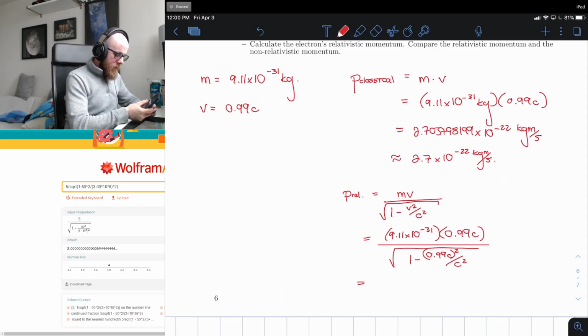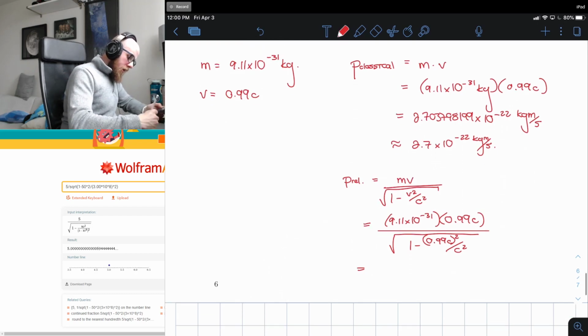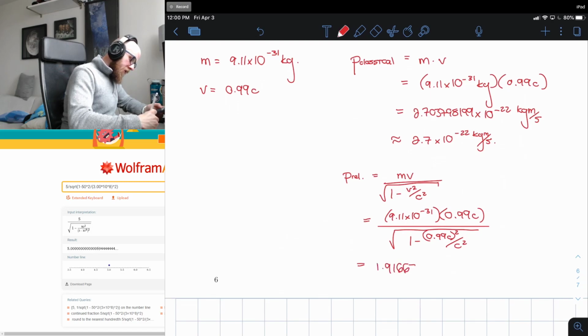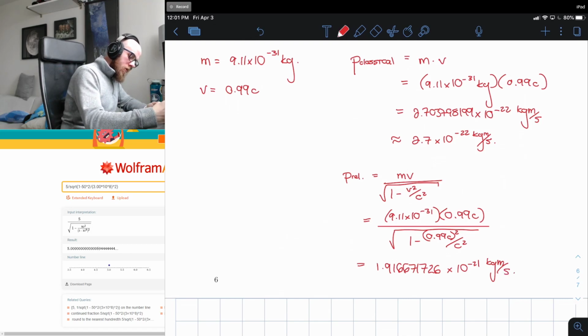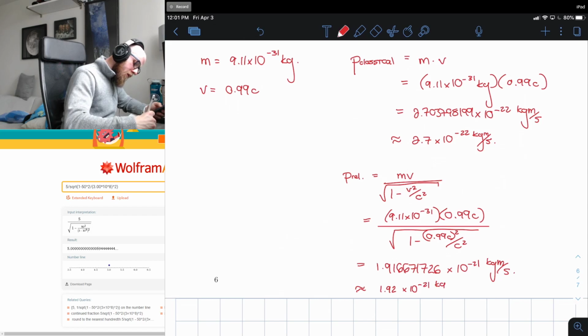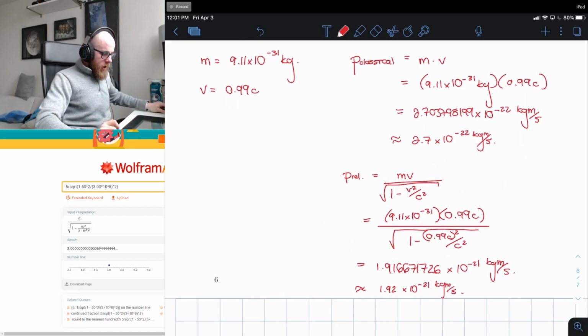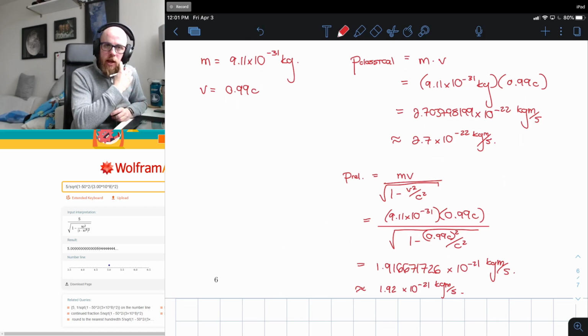So over the square root of 1 minus 0.99 squared. I get a value of 1.916671726 times 10 to the negative 21 kilogram meter per second, which, applying sig figs, is 1.92 times 10 to the negative 21 kilogram meter per second. Okay. And so now let's quickly compare these two, right?